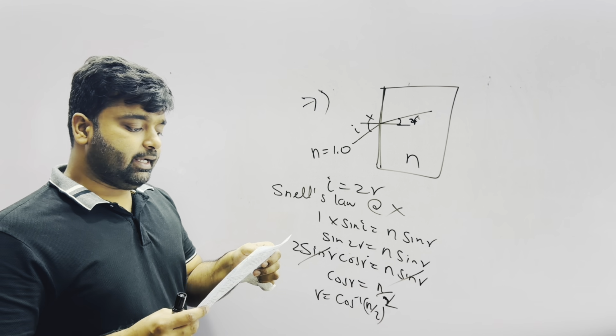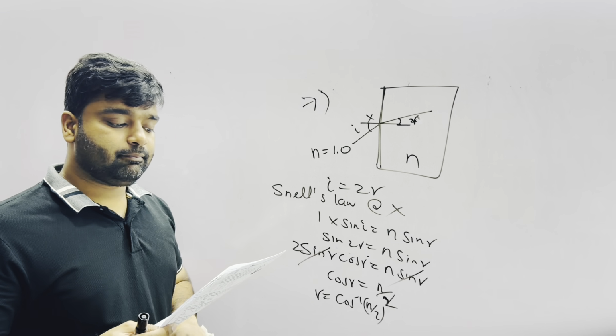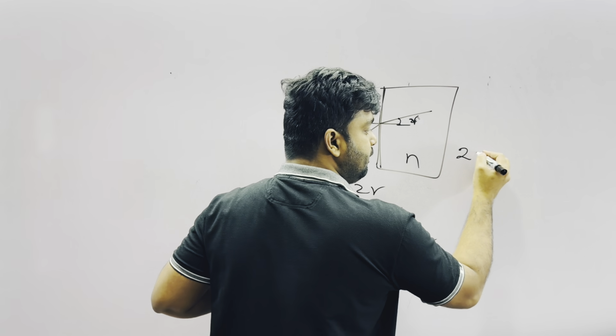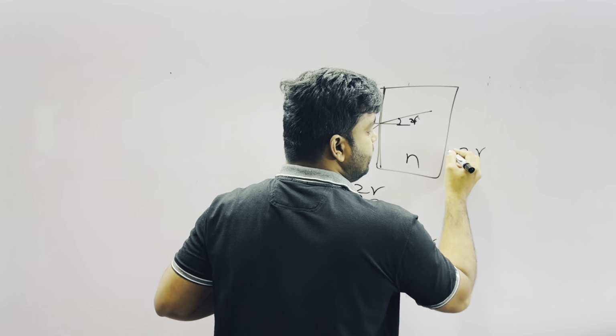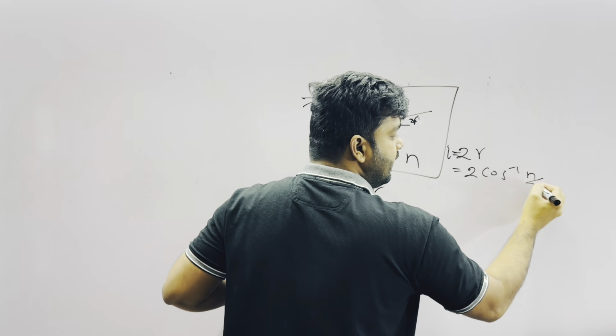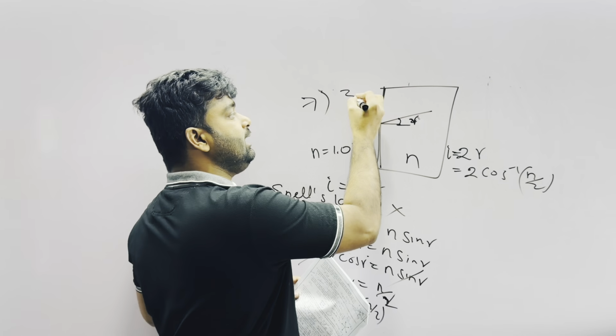There is a chance of a mistake by putting 1, that is the angle of refraction. But the question asks for the angle of incidence. Therefore, don't forget to multiply by 2. I is equal to 2R. Therefore, 2 times cos inverse N by 2. Therefore, question number 7, answer number 3 is correct.